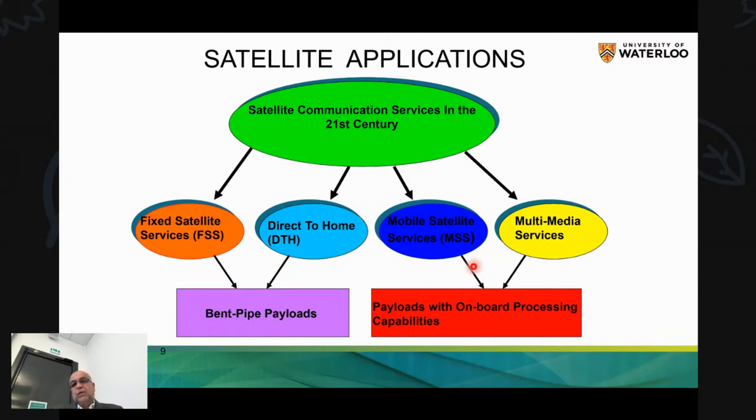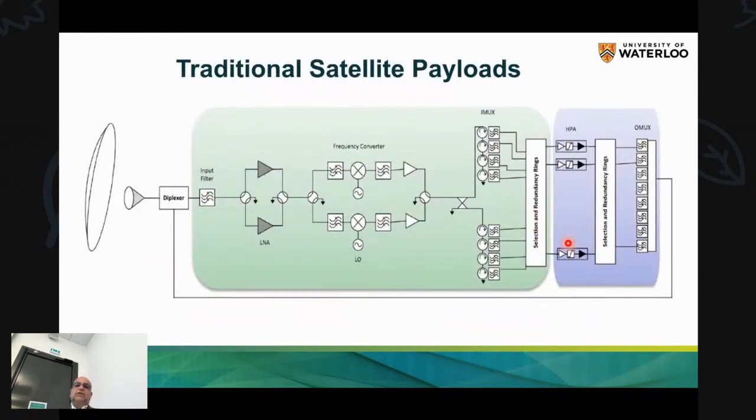But for mobile and multimedia, you need to do processing. And when you do processing, as we'll see, you need many filters to do that. But for fixed, for traditional satellite systems, you have the input signals, and then you have a duplexer to separate the receive from the transmit. And then, through some circulators, the receive signals will go, and you have a bunch of channels.